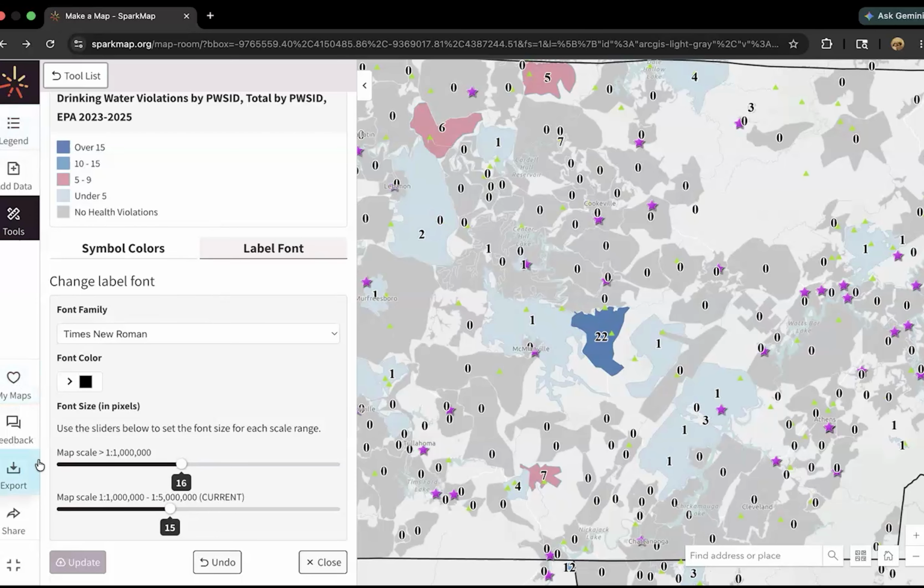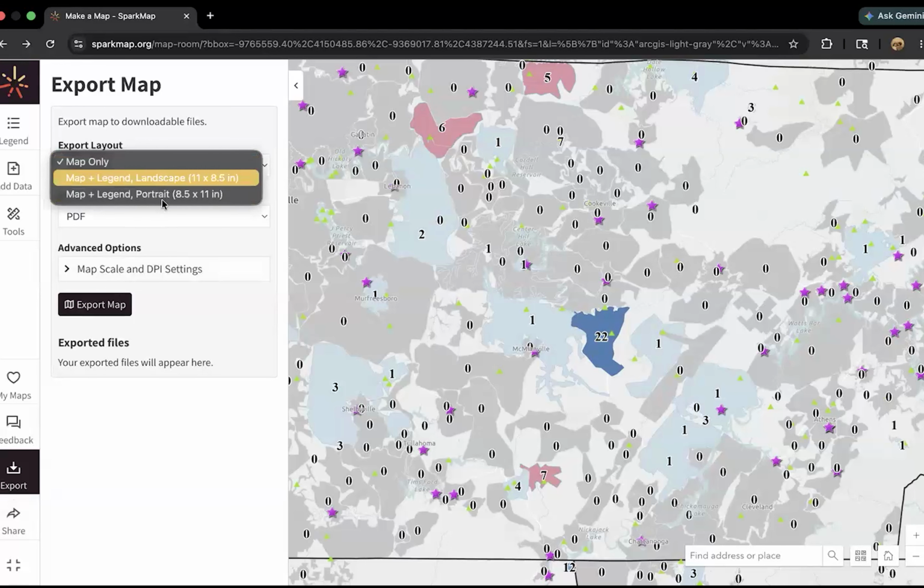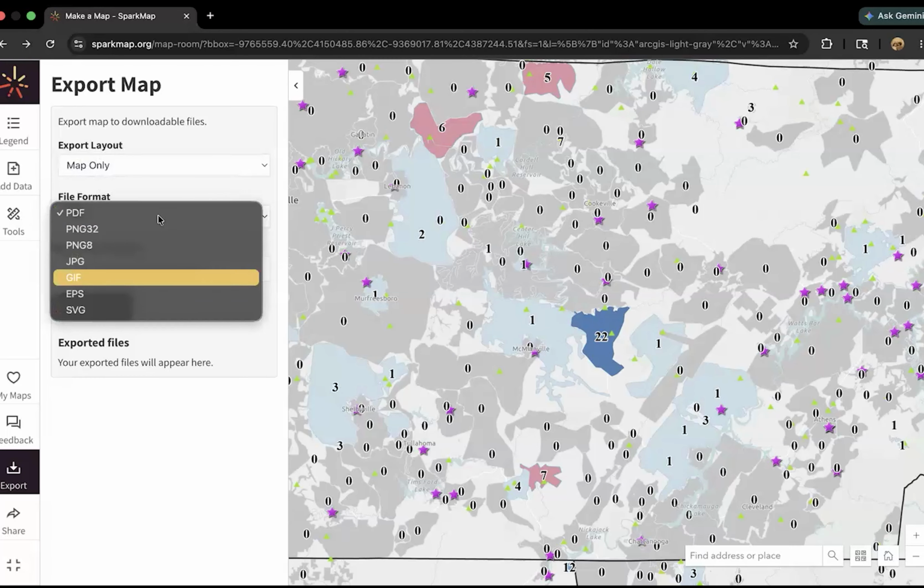And then for anybody who is not familiar with the map room, know that you can export your map images by clicking this export button over here on the bottom left. So I can export a map only, or I can export my map with an image. And we have a lot of nice export options here for you to choose from.